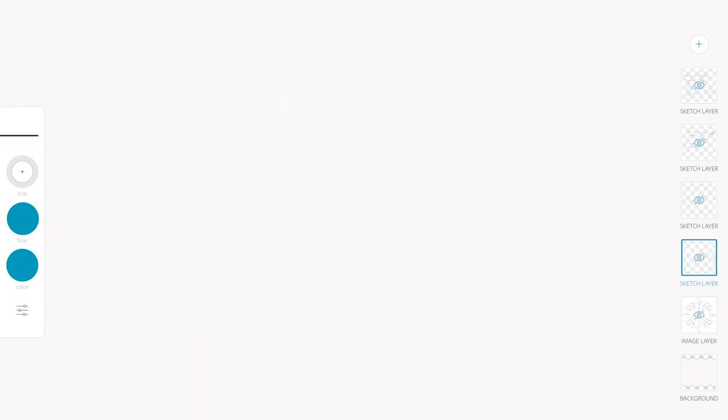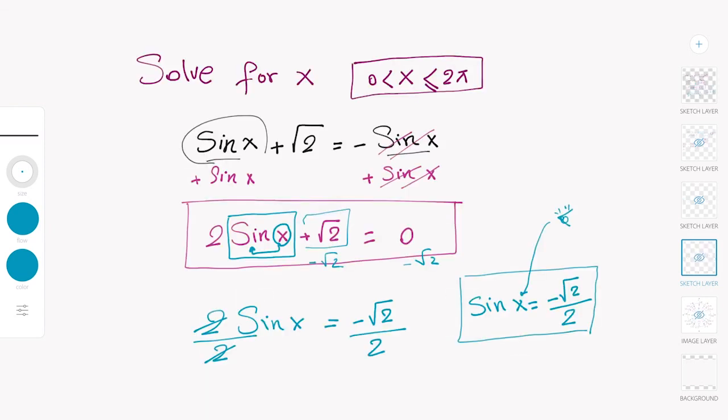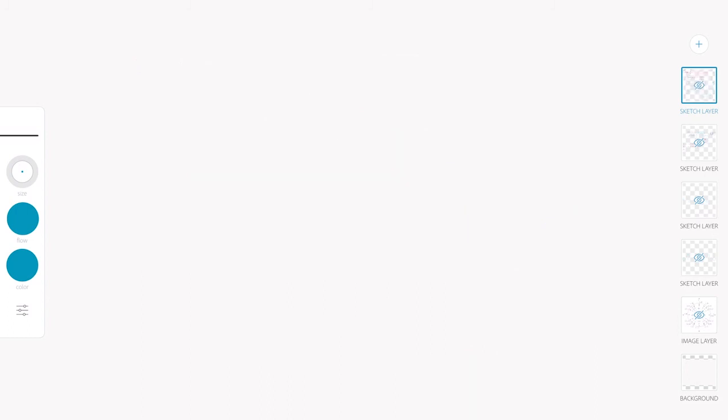So let's go back. We find the solution. Then x will be 5 pi over 4 and x will be 7 pi over 4. And we are done. So the unit circle that you have is very handy. Let's make one last question.